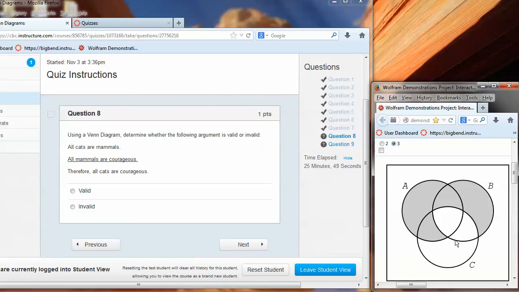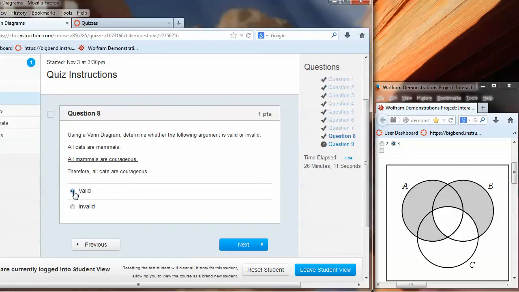And if you look at our diagram, you'll see that the only part of the A circle that's left is also in the C circle. So this conclusion has to be true. Anything that goes in the A circle, that is anything that's a cat, is also going to go in the C circle, that is it's also going to be courageous. So the premises in this case really do force the conclusion to be true. So this is a valid argument.